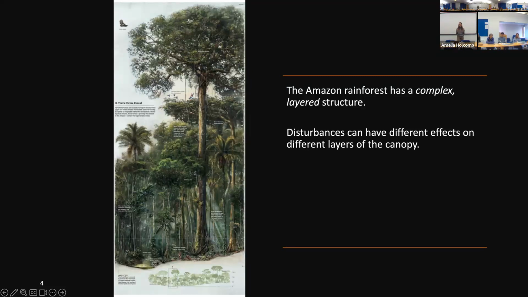And when we think about the Amazon rainforest, the rainforest has an incredibly complex and layered structure, right? It's got an upper canopy, but then below that, it's got distinct middle canopies, and it's got an understory that actually has a lot of vegetation in it. And like I mentioned, disturbances can have really different effects on those different layers of the canopy. And so just looking at Landsat, you're going to have a hard time understanding what's going on below the canopy and the ways that those different layers are being affected.